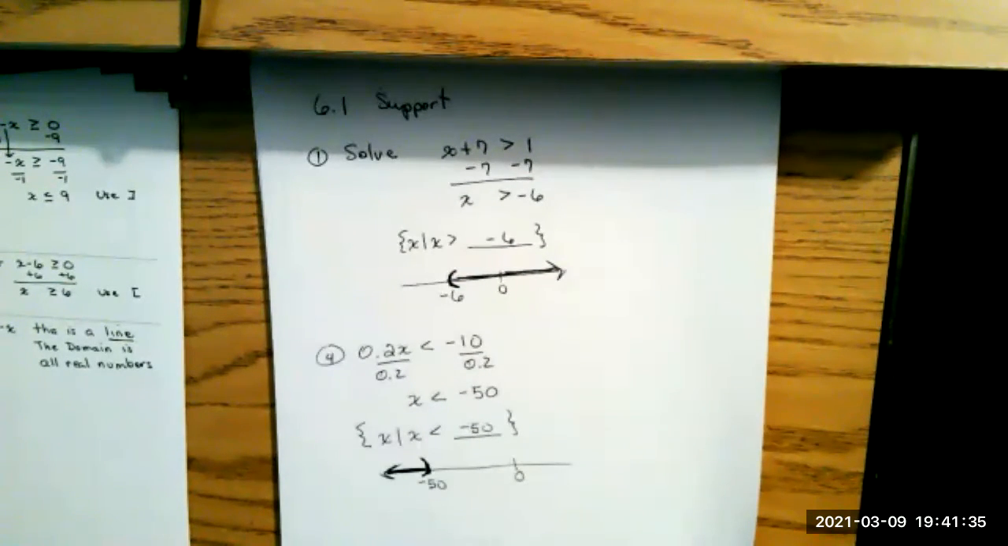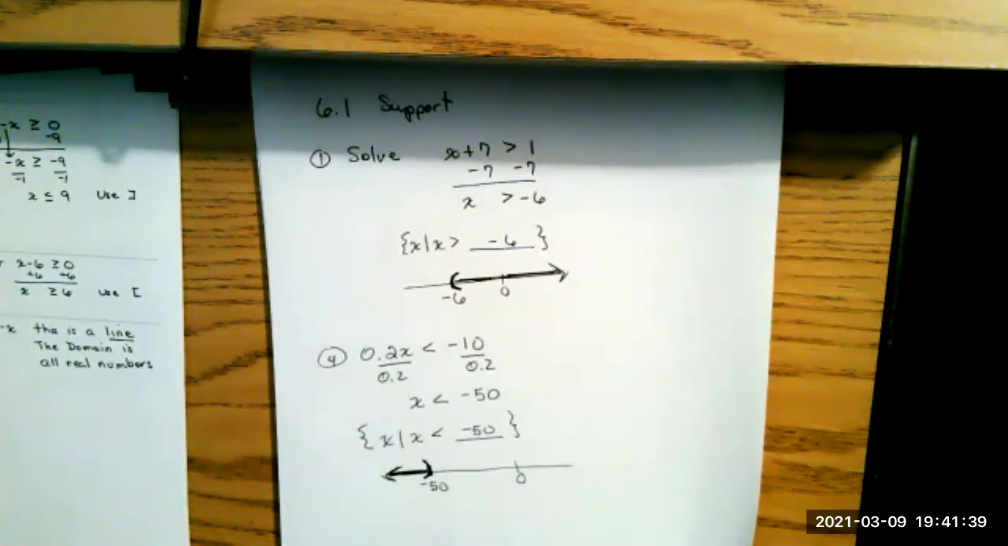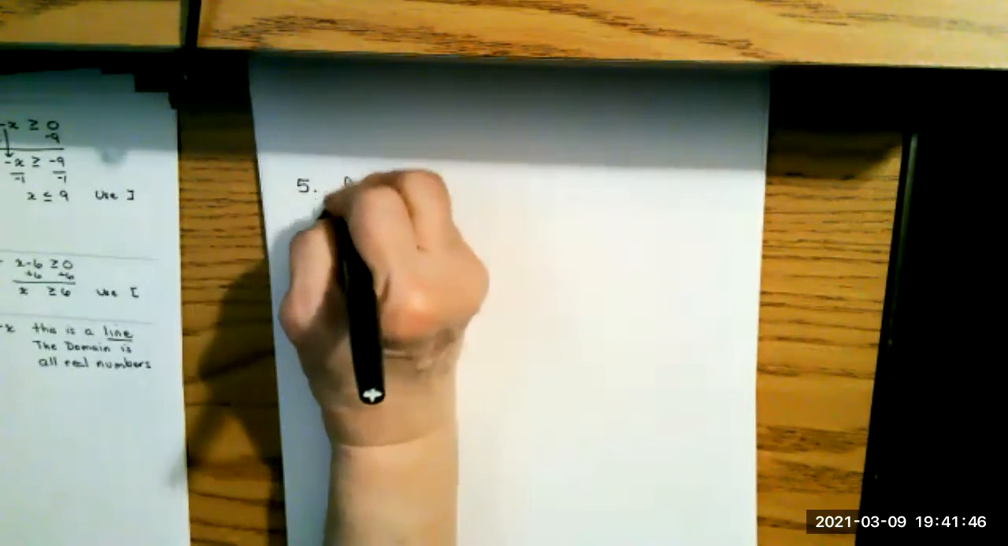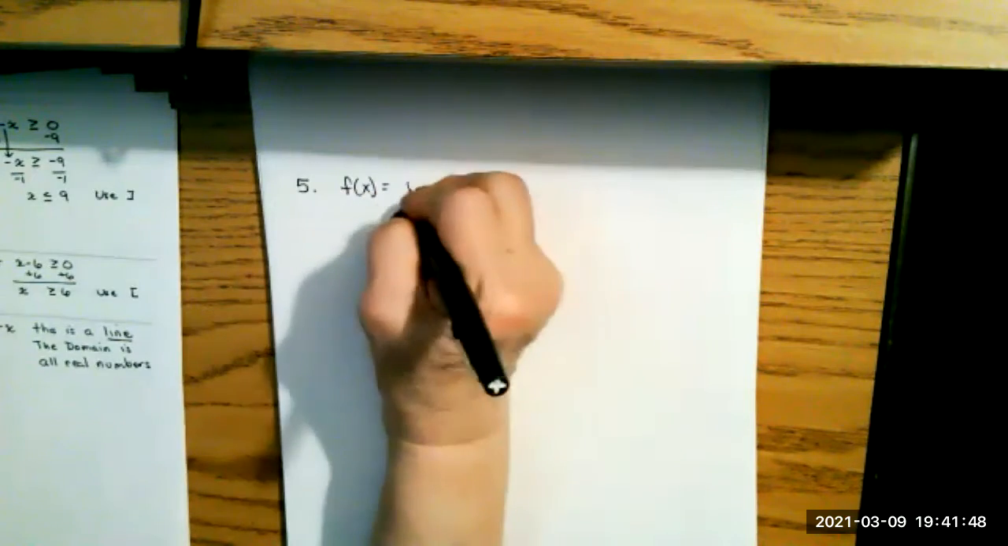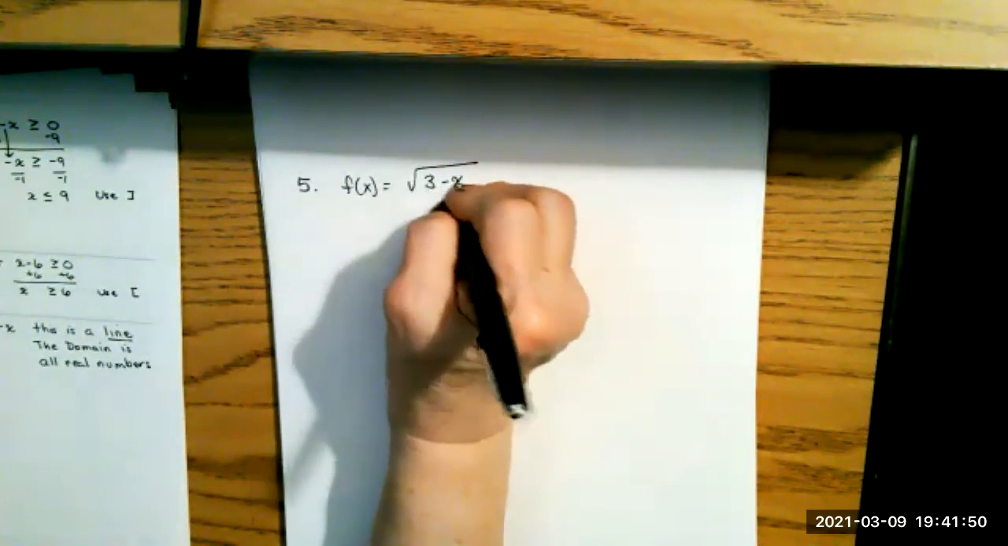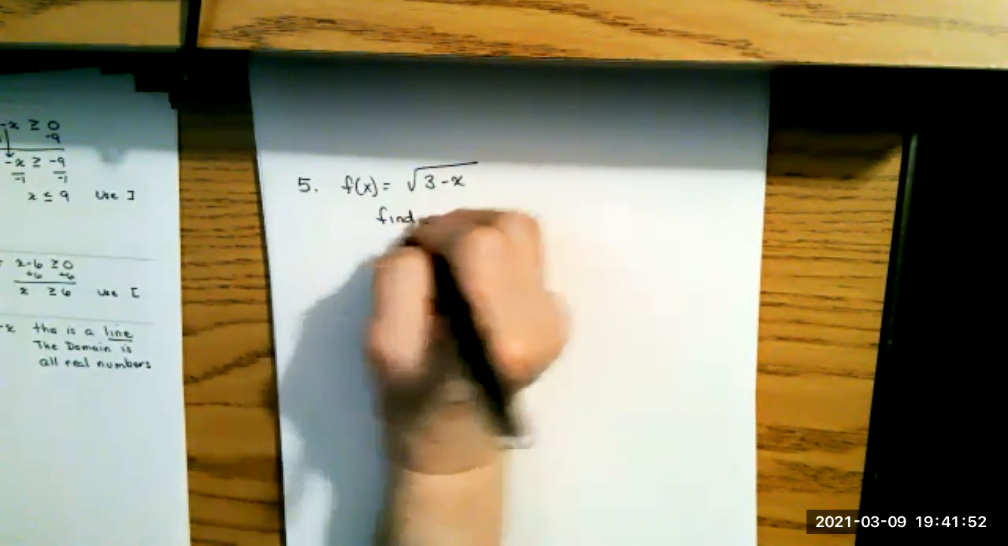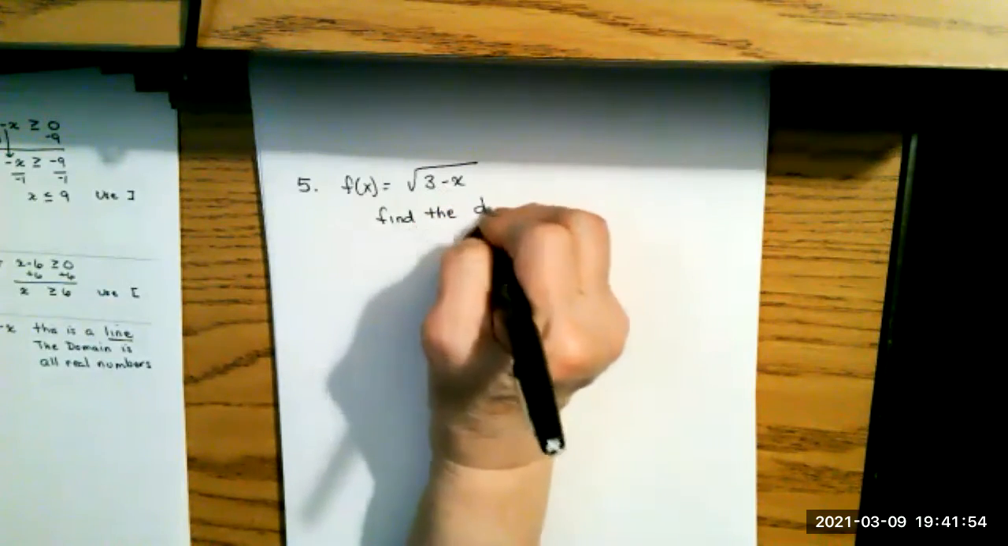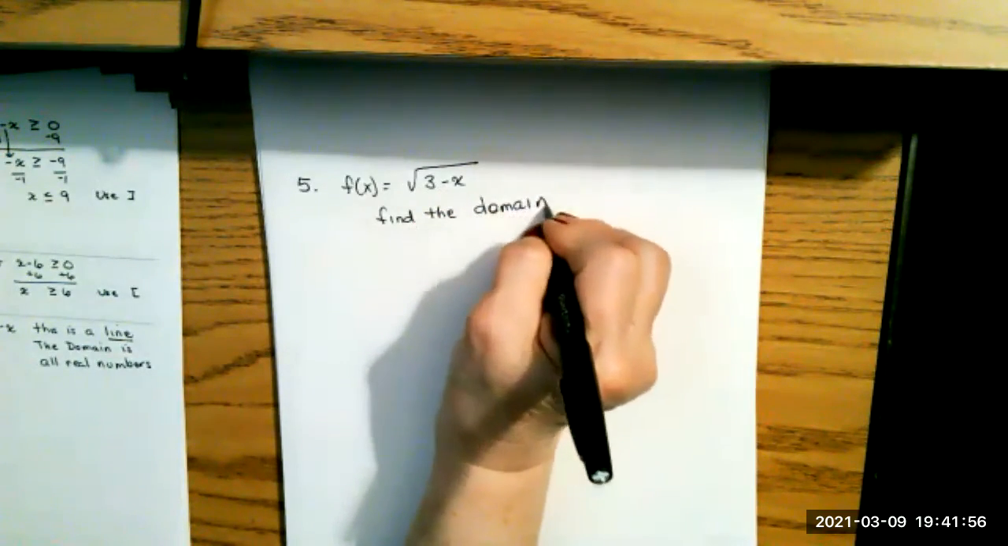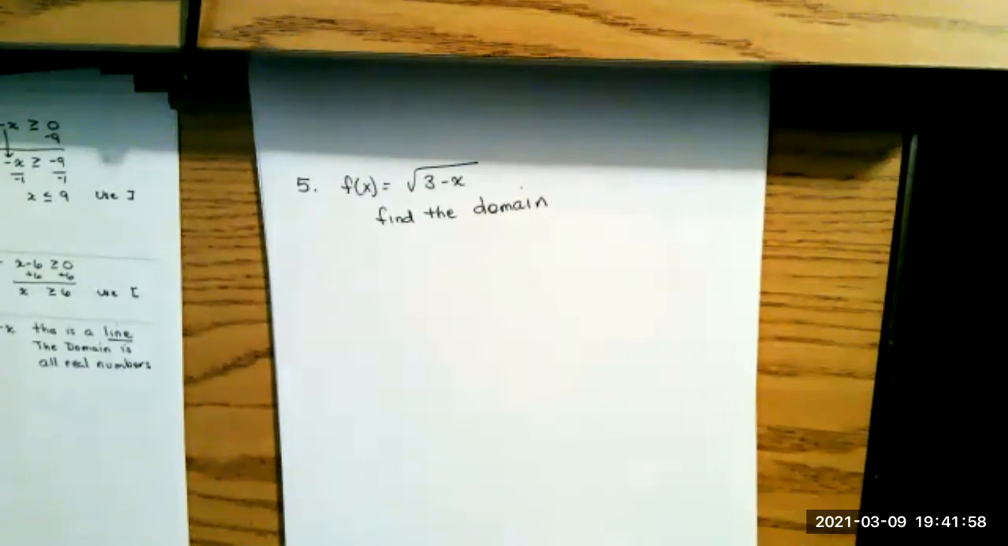Any questions on that number 4? Okay, let's go to number 5. Number 5 says f of x equals the square root of 3 minus x. Find the domain. Okay, now we've done a few problems. Do you remember how we did domain a while ago for a square root?